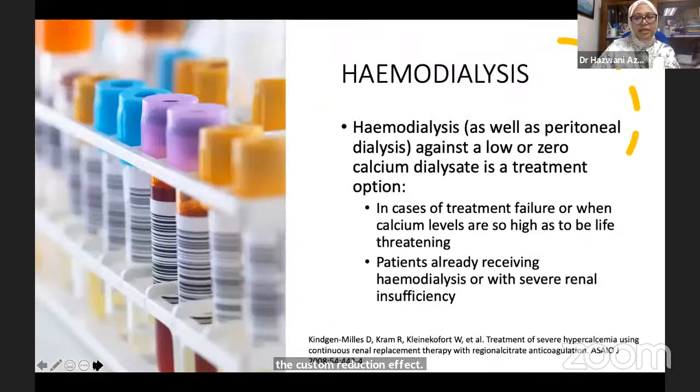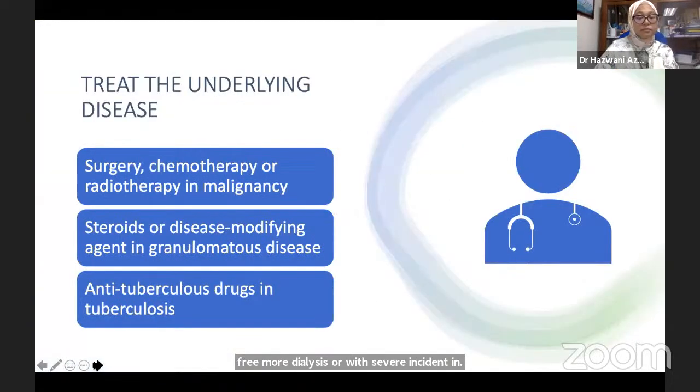Okay, hemodialysis is an option in patients with refractory hypercalcemia, meaning when they have treatment failure. It is in favor for patients who receive hemodialysis or with severe renal insufficiency. When eGFR is already less than 15, you have no other option except for hemodialysis. So, of course, we have to treat the underlying disease.